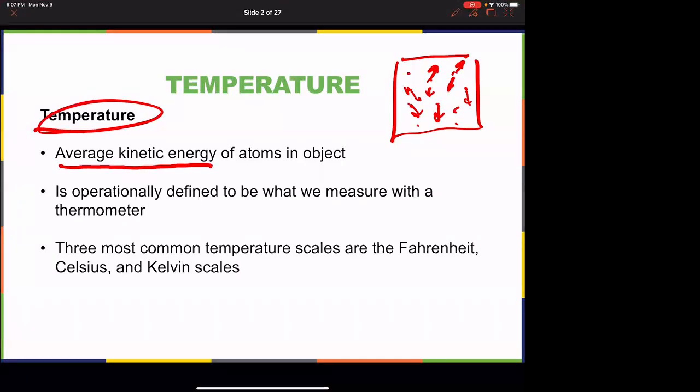So you guys are probably pretty familiar with a thermometer these days. And the three most common temperature scales are Fahrenheit, Celsius, and Kelvin scales. We use Fahrenheit here in the United States, Celsius would be everywhere else, and then the Kelvin is the scientific scale. Does anybody know why we have a Kelvin scale? Because 0 is absolute 0. Good, 0 K, that's known as absolute 0.